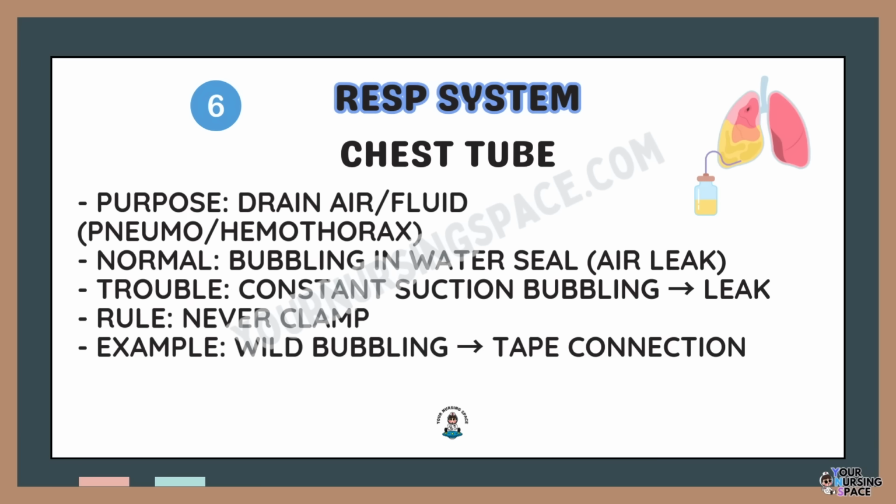Chest tubes drain air or fluid from the pleural space, like with a pneumothorax or hemothorax. Bubbling in the water seal chamber's fine if there's an air leak, but if the suction chamber's bubbling nonstop, you've got a problem. Check for leaks in the system and never clamp it. Clamping risks a tension pneumothorax, which can kill fast.